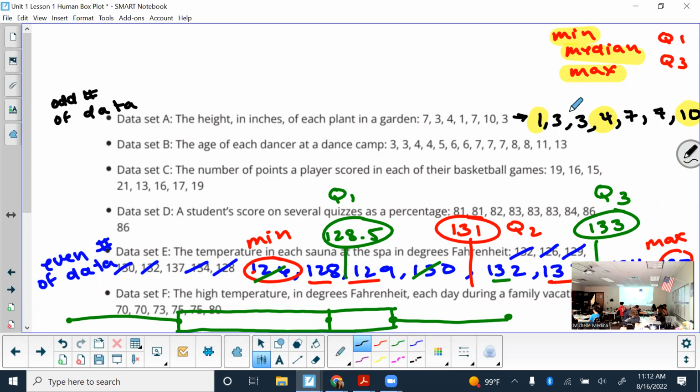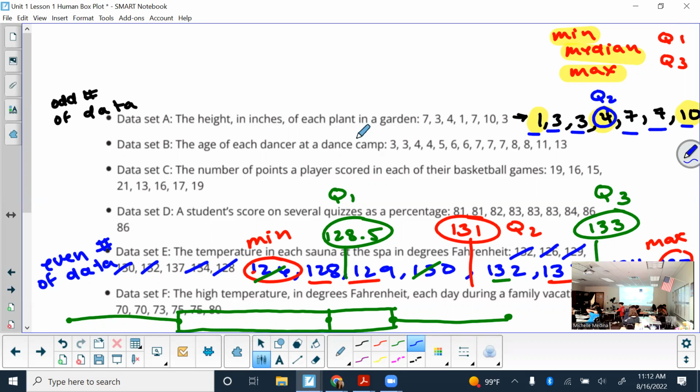So when you have an odd number of data points, like we do now, you go left, right, left, right. It should just be 1 number in the middle. That's my median of the whole thing. That splits your upper and lower half. So I have 3 numbers in my lower half, 3 in my upper half. Q1 is the median of your lower half. Q3 is the median of your upper half.